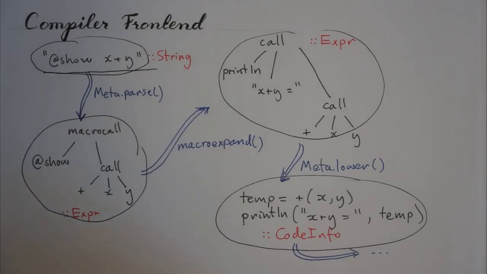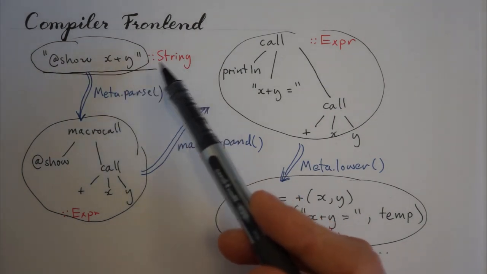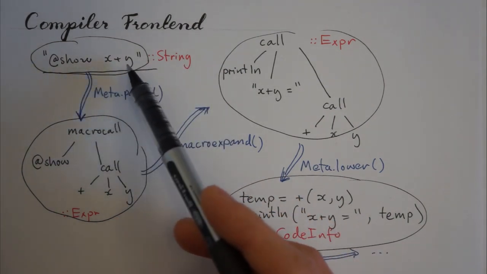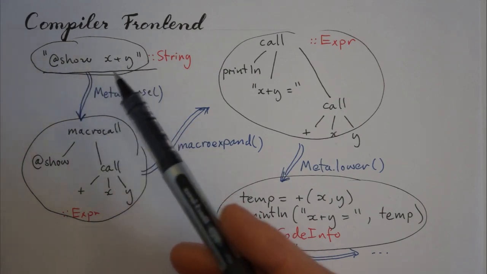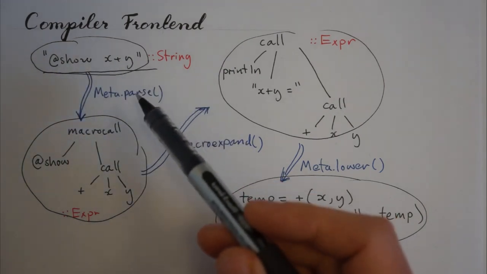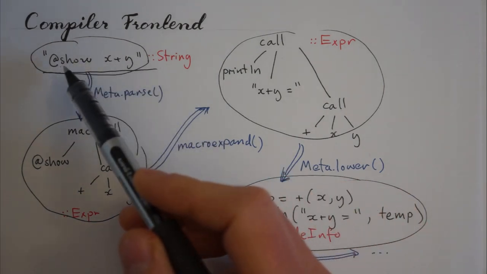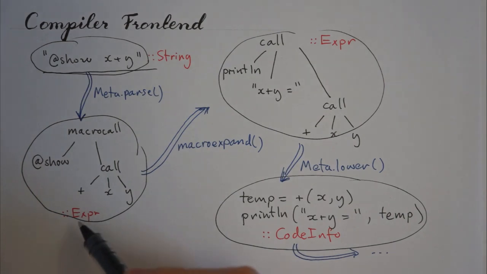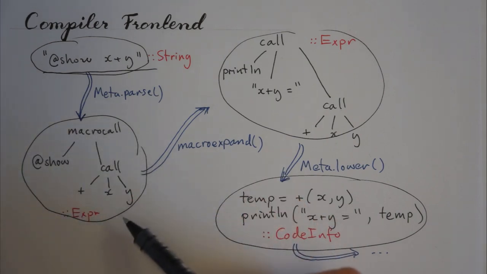Okay, just to orient people who don't know much about the compiler, the front end is the symbolic part of the compiler. It starts out with a string, which is the source code of the program. Let's look at this very simple string, @show x + y. In the parsing stage, we aim to recognize the structure of this string and produce an expression tree data structure out of it. In this case, the tree would look roughly like this.